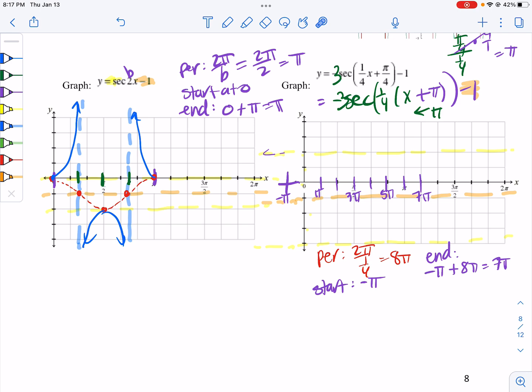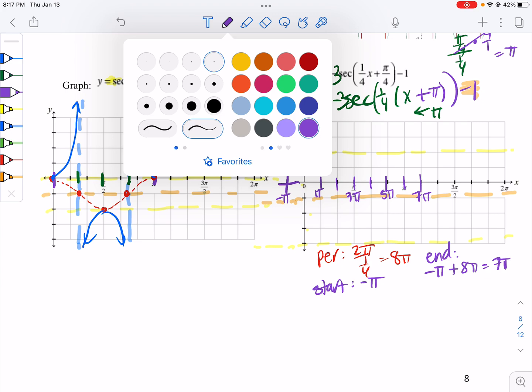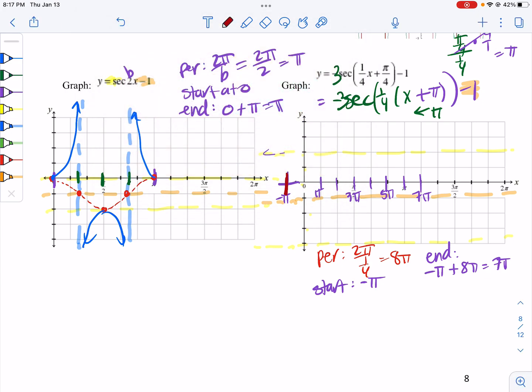Secant's the reciprocal of cosine. It's a negative secant, so we're going to do a negative cosine. So our starting value, let's go, sure, we can do that color. We're starting at negative pi, and we're going to 7 pi. So I need to cut this distance in half, and then take this distance and cut it in half, and then take this distance and cut it in half. So all of my dark red or maroon ones.